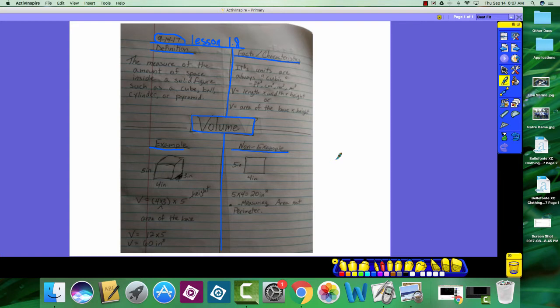All right, nice job. Now that you've done that, so what is volume? Well, we've been talking about volume a lot, and we've been dealing mostly with cubes and rectangular prisms and structures like that. But volume is simply the amount of space an object takes up. So it's the measure of the amount of space inside a solid figure, such as a cube, a ball, a cylinder, or a pyramid. We've been dealing mostly with cubes or prisms, but again, it's the measure of the amount of space inside a solid figure, such as a cube, ball, cylinder, or pyramid. Go ahead and pause the video and get that down.